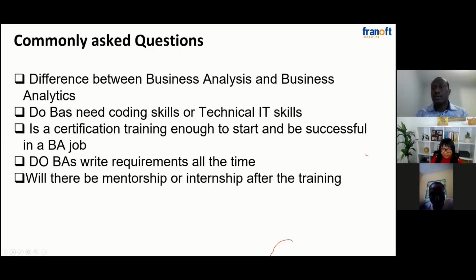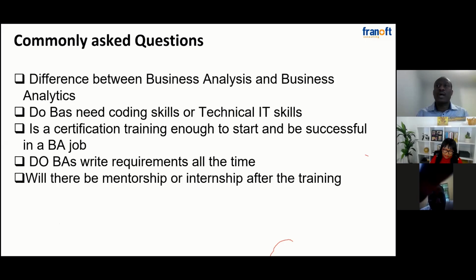No. And please, I want to note that word need. A BA can have coding skills, but it really doesn't need to. And also it depends on the job. Remember, I said there are different perspectives of business analysis. Is a certification training enough? Yes, certification is okay, but you need the experience, and that experience is what you have.